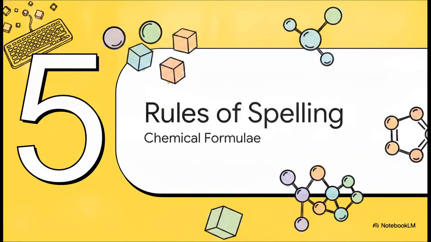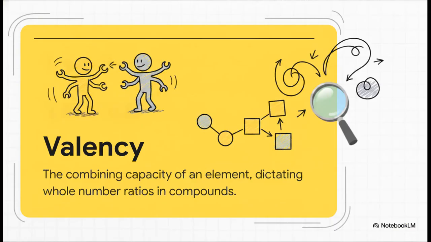Section 5. The Rules of Spelling. Just like you can't just mash random letters on a keyboard and expect a real word, you can't just mash random elements together. There are strict spelling rules in chemistry, and we represent them using chemical formulae. The ultimate rulebook for spelling these chemical words is called valency. Valency is simply the combining capacity of each element. Think of it kind of like the number of hands an element has to hold on to other elements. It dictates the exact, simple whole number ratio needed to form a stable compound.